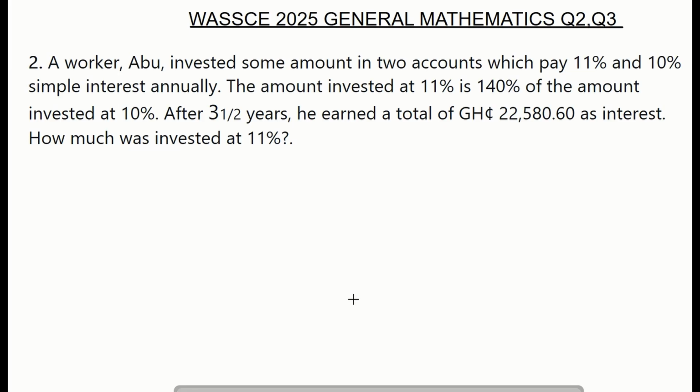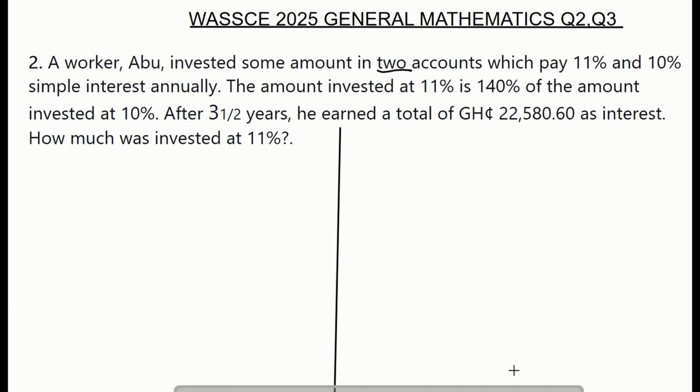So first, a worker Abu invested some amount in two accounts, which pay 11% and 10% simple interest annually. The amount invested at 11% is 140% of the amount invested at 10%. After 3.5 years, he earned a total of 22,580.60 as interest. How much was invested at 11%?